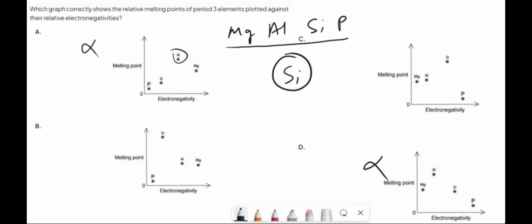So let's look at the next trend, which is electronegativity. And we know that electronegativity increases across the period from left to right. That means phosphorus should have the highest electronegativity. That means along the x-axis, this one should be at the rightmost side. That means this one, option C, is the correct response.